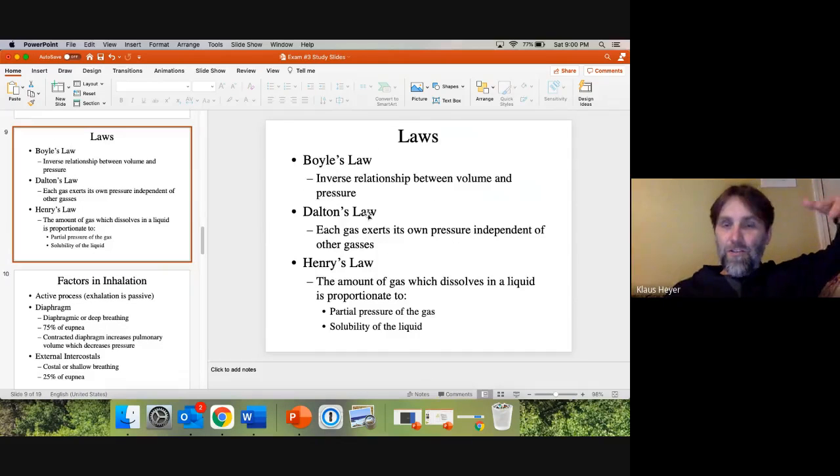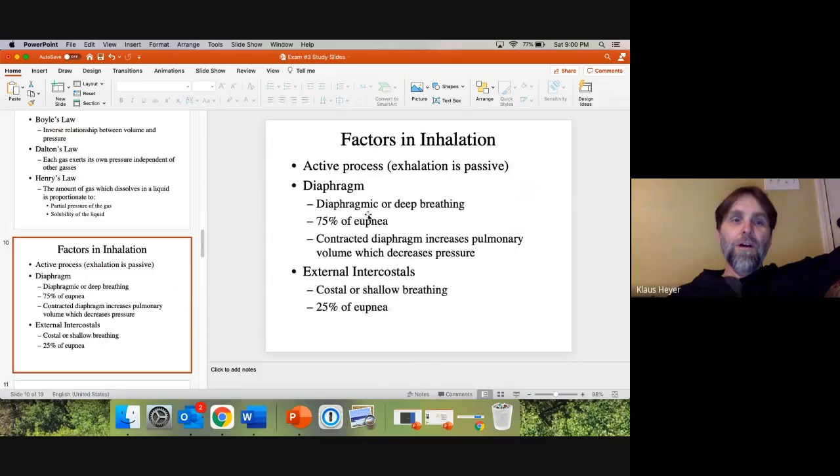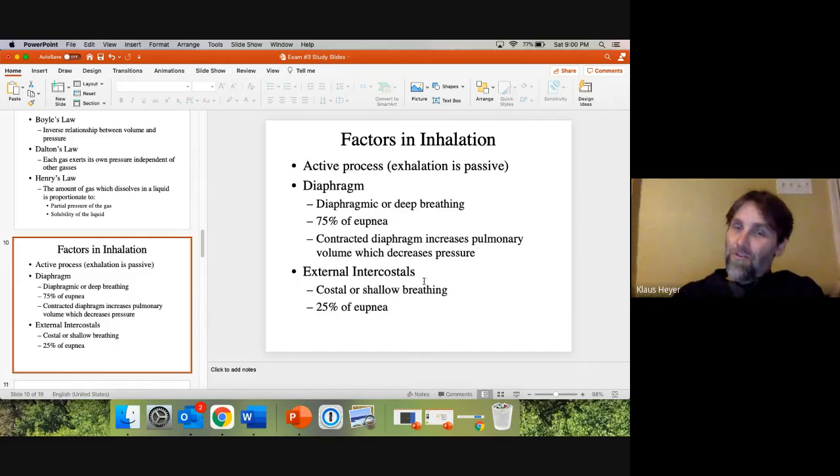So we're going to get back to each of these three laws, but in general, I want you to know all three laws. Then, what causes us to breathe in? I'd like you to be able to explain it in a narrative form. So if you're going to just copy down this slide on the test, then I'm going to take off points, because I want you to understand it and be able to explain it.